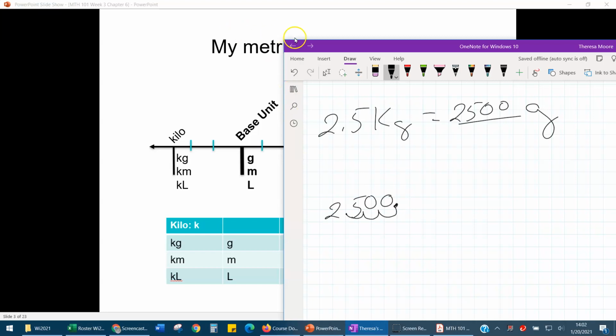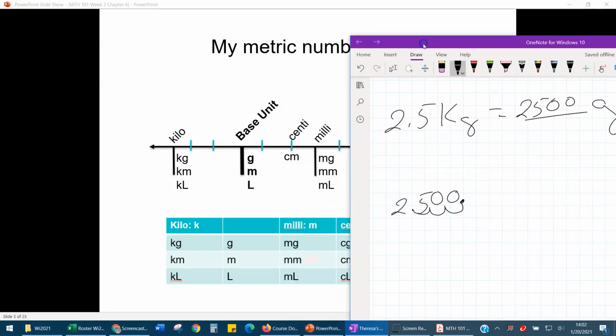If I had, say, 500 milliliters, and I wanted to convert that to liters. Well, milliliter is on this line, and liter is back here. It's 1, 2, 3 decimal places to the left. So 500 milliliters, remember the decimal is behind the last zero. If I go 1, 2, 3 decimal places to the left, the decimal is now in front of the 5. So that's 0.5 liters.